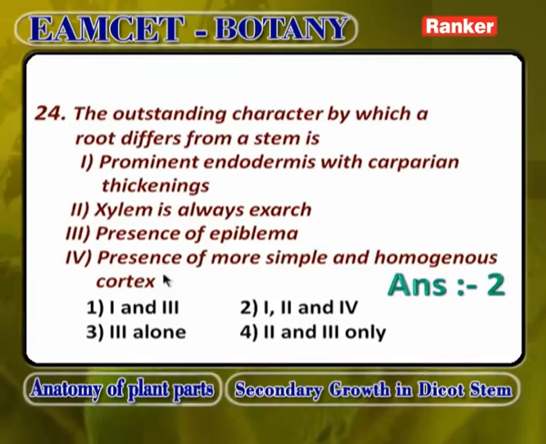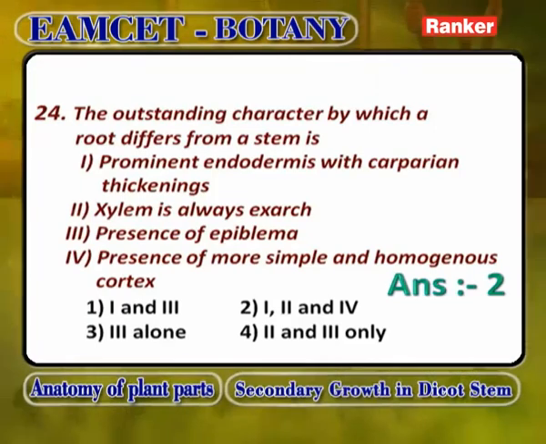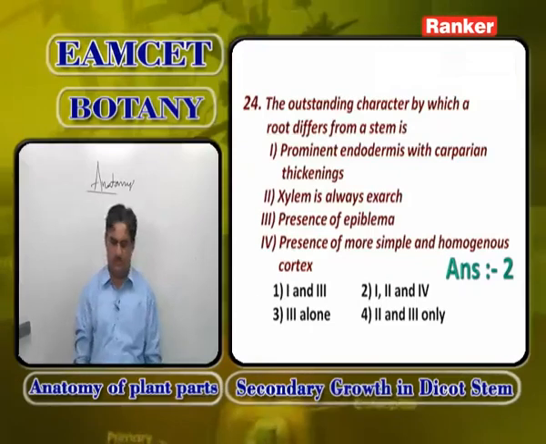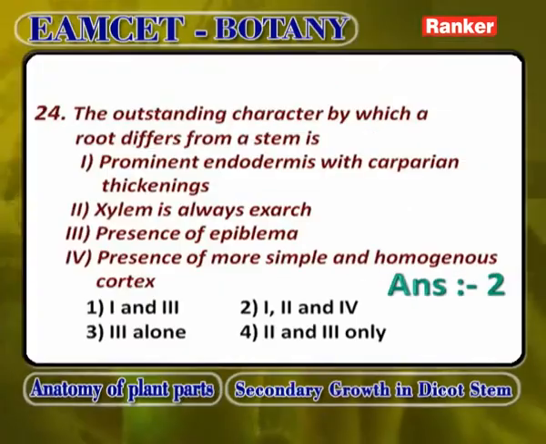So, answer is 1, 2, 4. The outstanding character by which a root differs from a stem is prominent endodermis with Casparian thickenings. Xylem is always exarch. Presence of simple and homogeneous cortex. So 1, 2, 4 are correct.